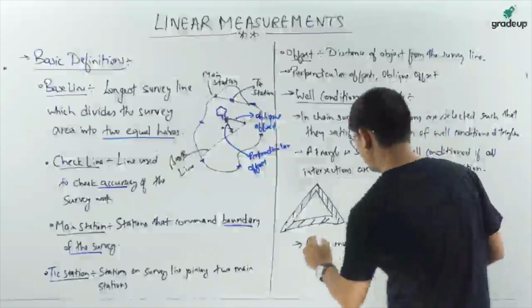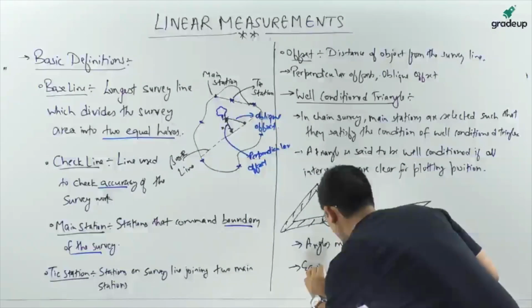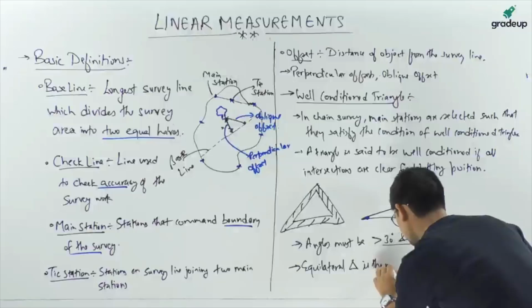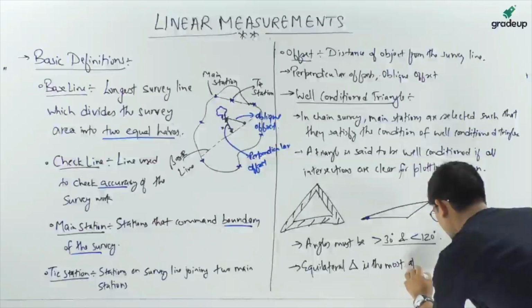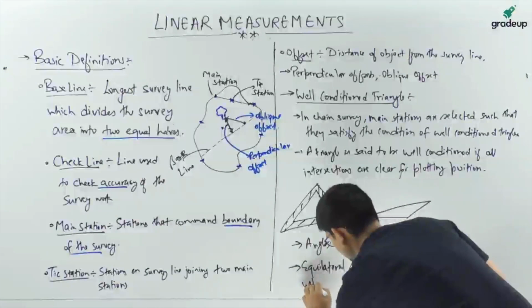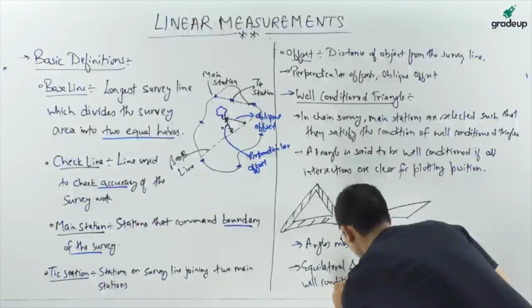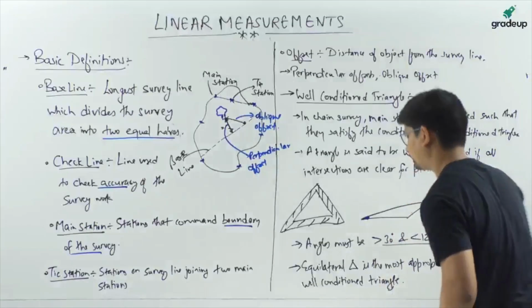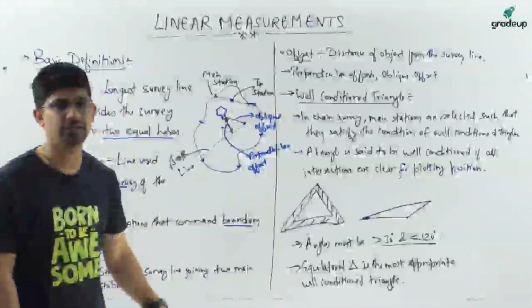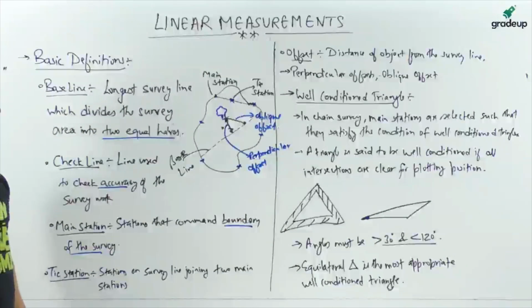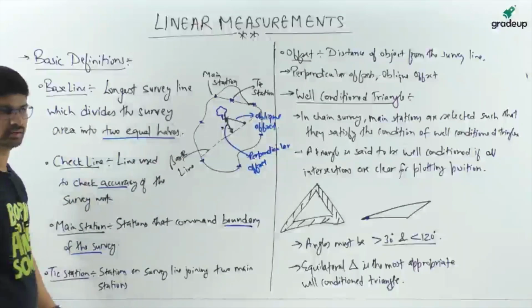Also, as you all know, an equilateral triangle is the most appropriate well conditioned triangle. Please take a screenshot and we'll move to the next topic now. Now we are done with the basic definitions and well conditioned triangle.